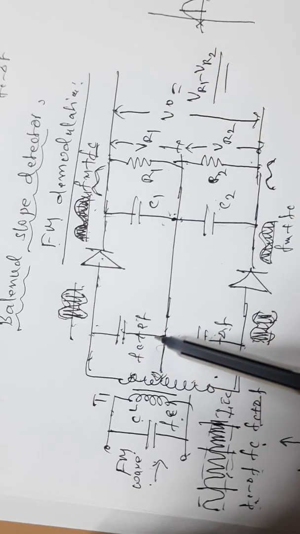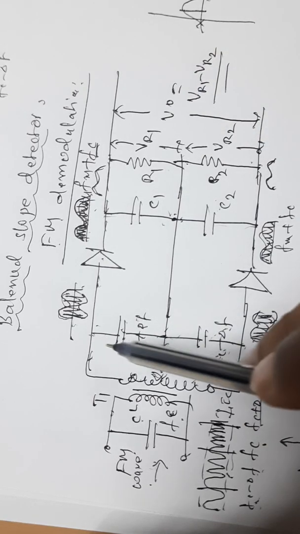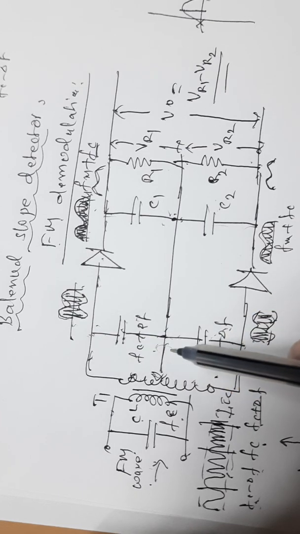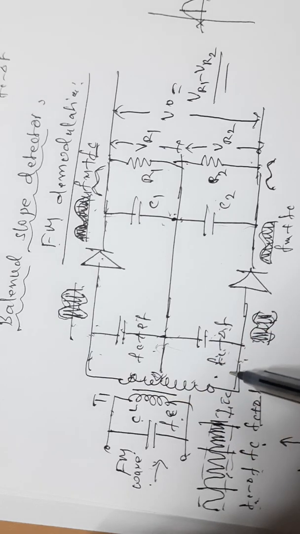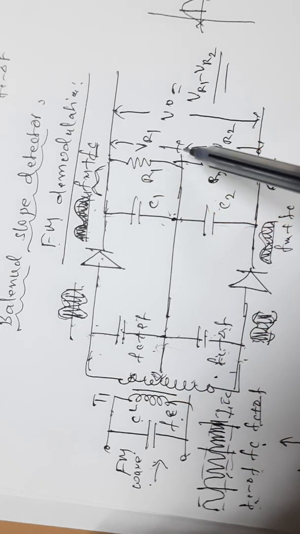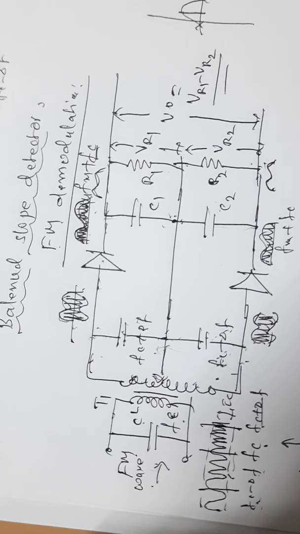This is the upper tank circuit, this is the lower tank circuit. Whatever the voltage at this is, it is negative for the lower side. If this is plus V, this is minus V. Therefore, you get a positive value here and a negative value here. Now, let us discuss the cases. Case 1.